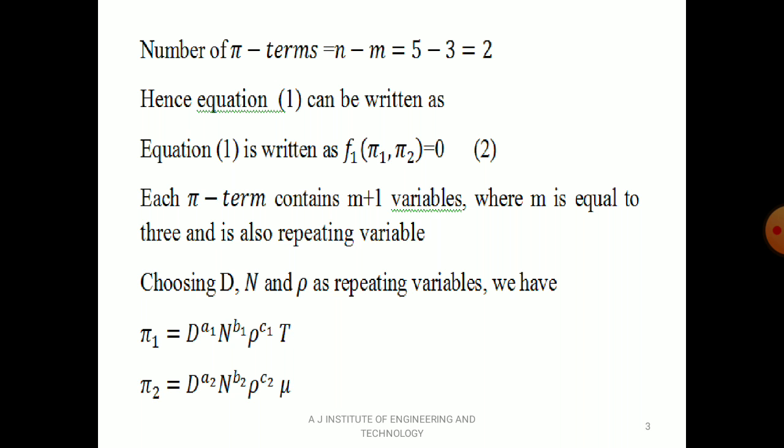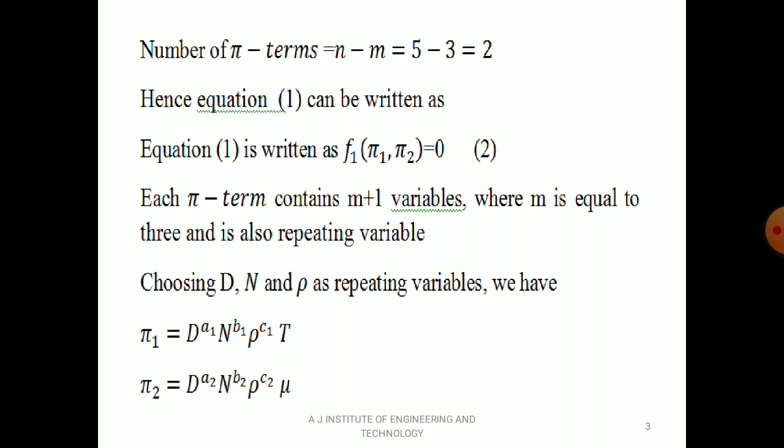So the number of repeating variables should be equal to the number of fundamental dimensions, that is 3, as in this case the number of fundamental dimensions is 3. So now we have to choose the repeating variables, as I already discussed the methods of selecting repeating variables.